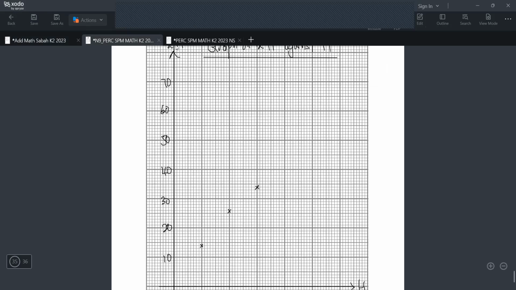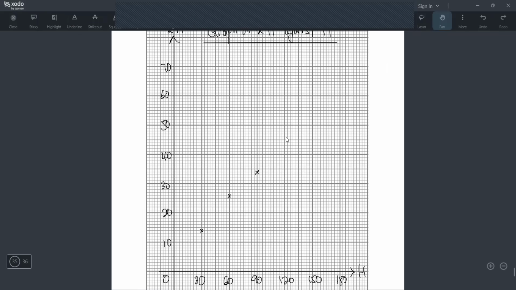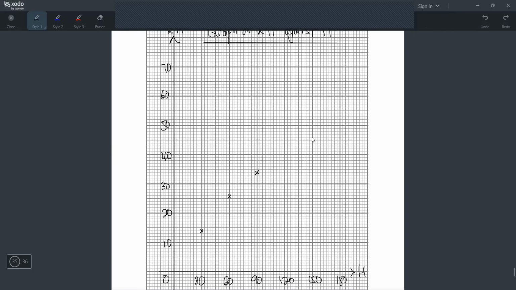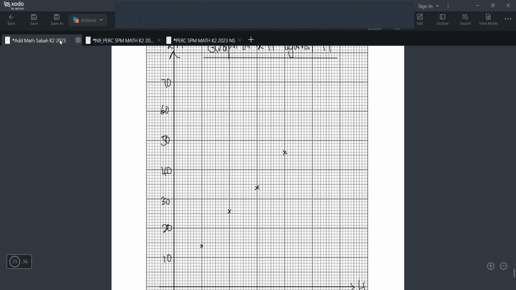120, 46. So let's plot. 120 is here. 46 is just 45 is here, so 9 satu here, 46. So 45 is here. And then here, right? 45 and 46. Because the x coordinate is 120, right? Let's check. Yeah, the x coordinate is 120.